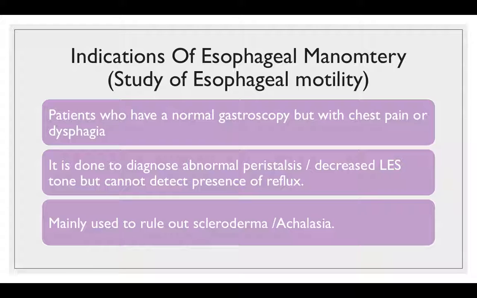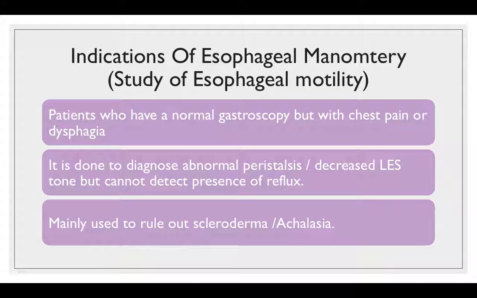Now, indications of esophageal manometry. We perform manometry after endoscopy. Manometry is the study of esophageal motility. It is for patients who have a normal gastroscopy but have chest pain or dysphagia; better go for manometry. It is done to diagnose abnormal peristalsis or decreased lower esophageal sphincter tone, but it cannot detect the presence of reflux.